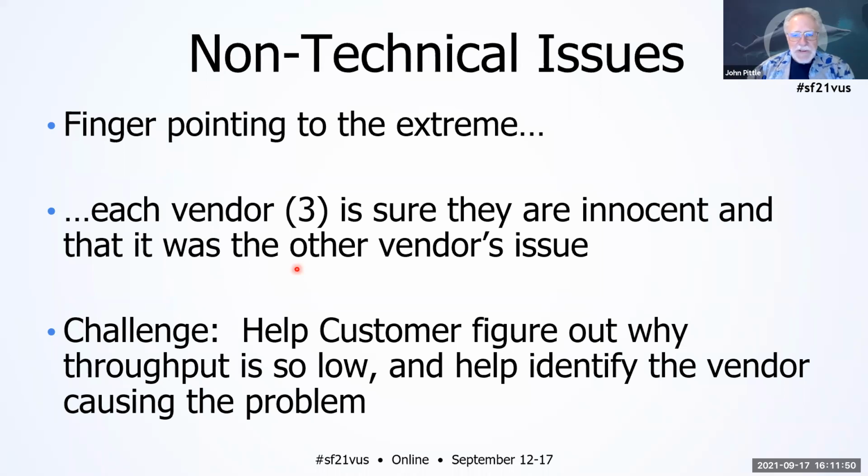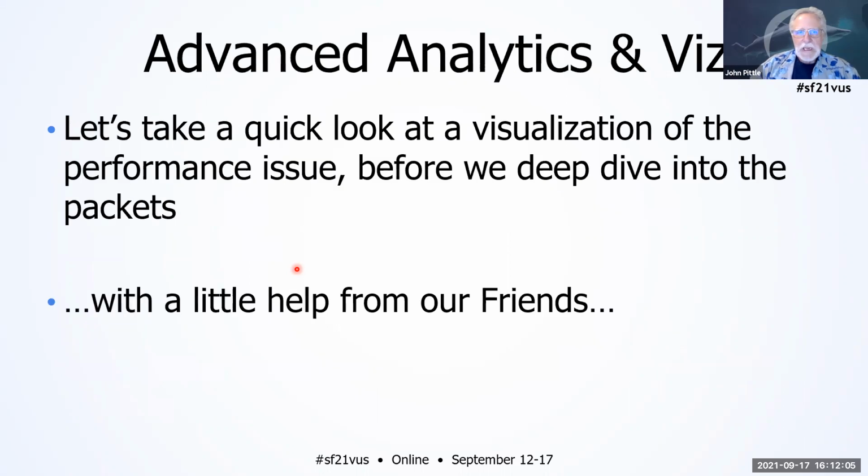So my job was to help the customer figure out, number one, why is throughput so darn slow in a lab environment where I've got all this bandwidth, and help us to figure out the vendor who's actually causing the problem. So what is the problem domain? Why is it so slow?